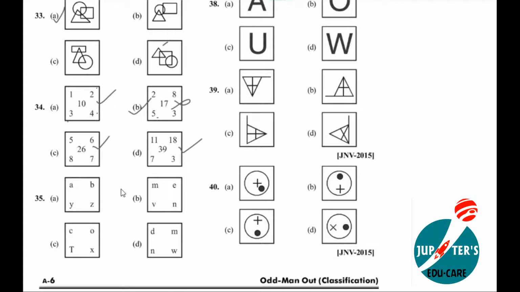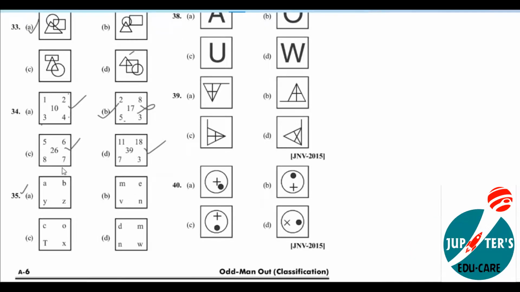Next, question number 35. To complete question number 35, we should first know the basic rule. That is, I will write here. We have letters, right? How many letters do we have? We have a total of 26 letters. So I will write here. I will divide these 26 letters into parts, means 13 plus 13.